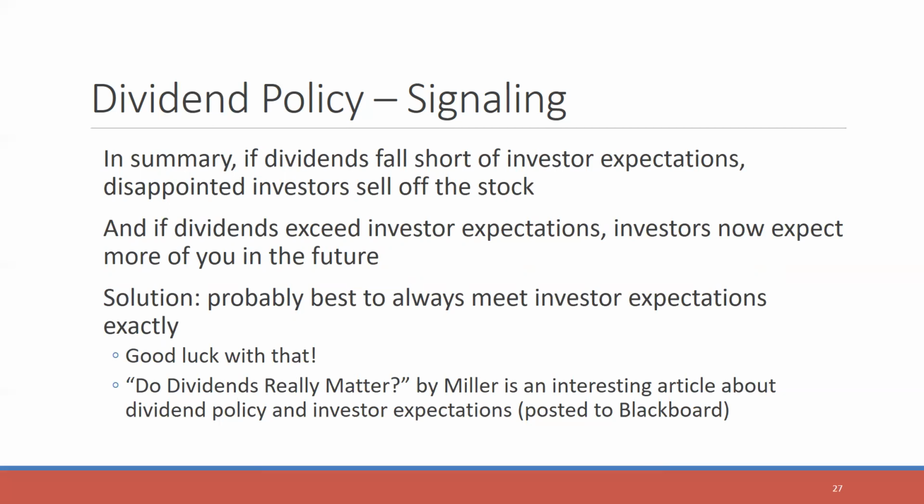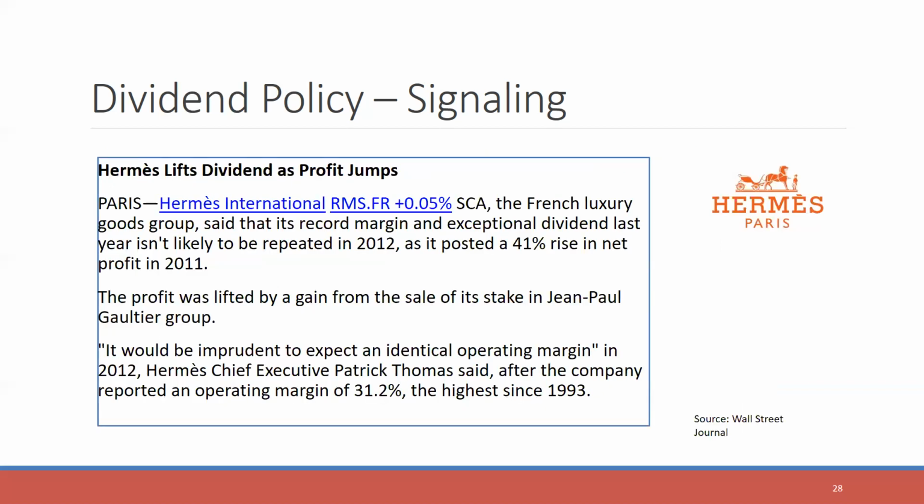There's an article that's posted on Blackboard by one of the persons who wrote the irrelevance theorem, discussing in very easy to understand terms why the dividend policy will matter when we have market frictions. So this is an example of signaling.